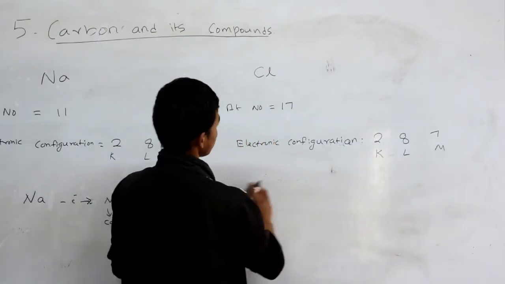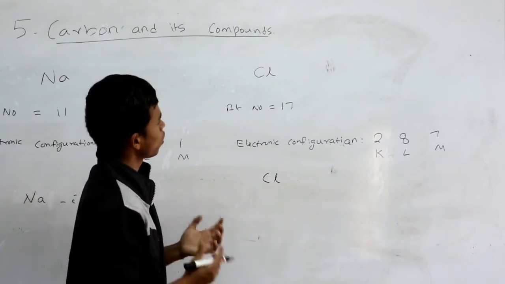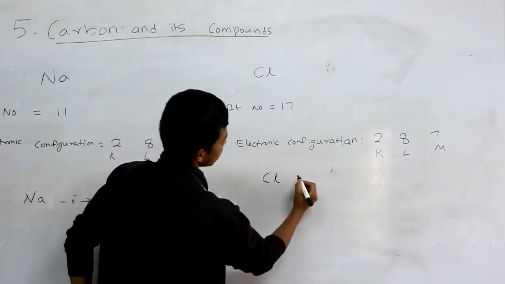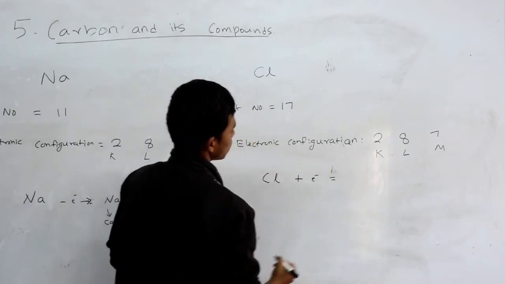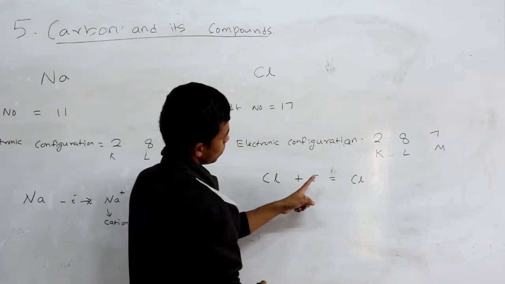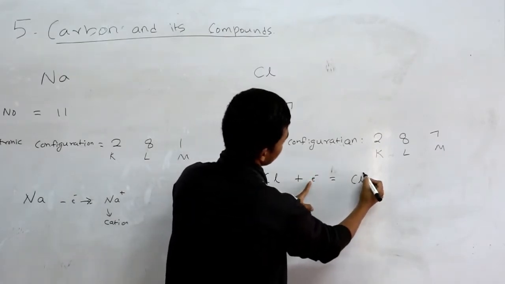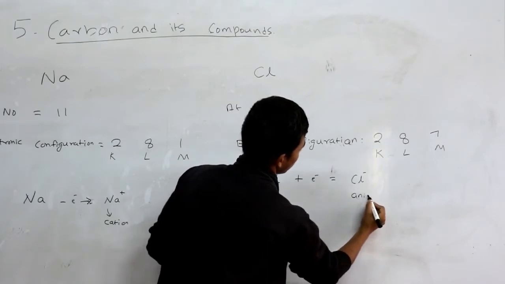So what does chlorine do? Chlorine wants 1 more electron. If it gains 1 more electron, it will become Cl minus, and because there is an excess of 1 electron, we have 1 negative charge, so it will become an anion.